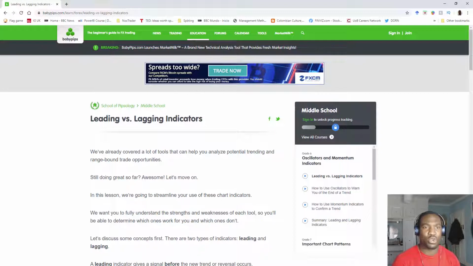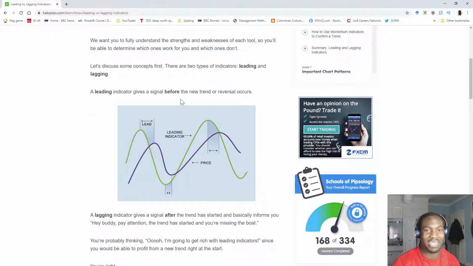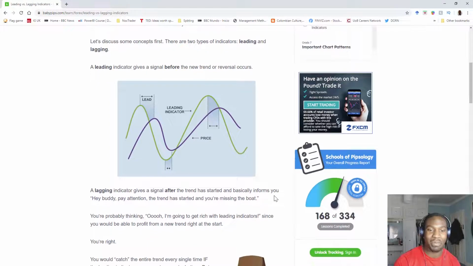So I found a great article by Babypips on leading and lagged indicators. It talks about what they both are and the weaknesses in both individual types of indicators. So a leading indicator gives a signal before the new trend or reversal occurs. So it tells you what's going to happen before it happens. Well, that's what it's supposed to do anyway. A lagged indicator, on the other hand, gives a signal after the trend has started and basically informs you, hey buddy, pay attention. The trend has started, you're missing the boat.